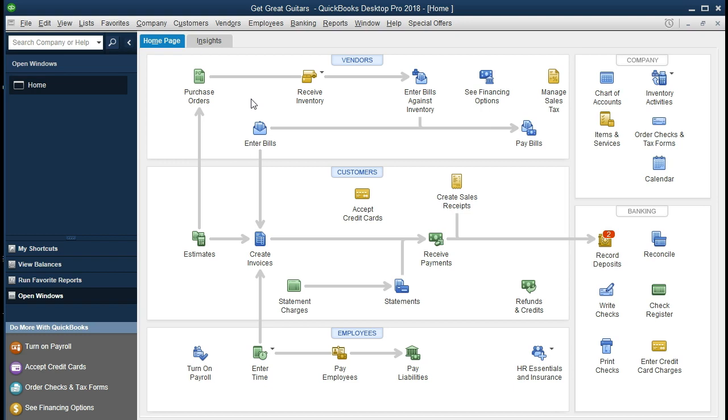So we got the purchase order. We're going to check that purchase order against what was actually received. Take a look at the bill. Then if everything looks like it's in order, we will pay the bill. So in order to enter this information, we're going to say receive inventory, and we're going to say receive with a bill.